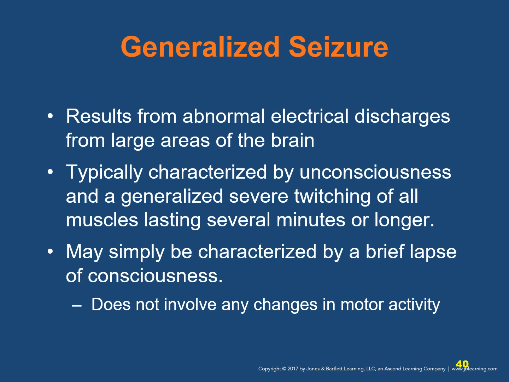The first one we're going to talk about is the generalized seizure. A generalized seizure is called a tonic-clonic seizure, and this type of seizure results from abnormal electrical discharges from large areas of the brain, usually involving both hemispheres. It's typically characterized by unconsciousness and a generalized severe twitching of all muscles that lasts several minutes or longer.